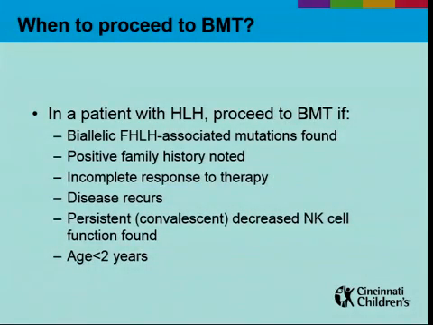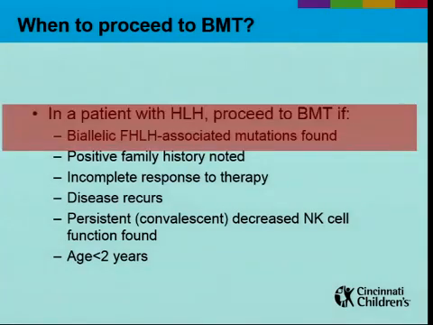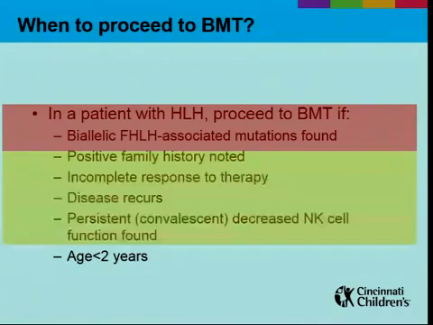So who do we think is likely to need transplant? For those patients that have a biallelic associated mutation, that is an easy one. Patients with positive family history, patients who have an incomplete response to therapy or have their disease recur. We have said that persistent convalescent decreased NK cell function might be an indication for transplant, but I think that is going away.